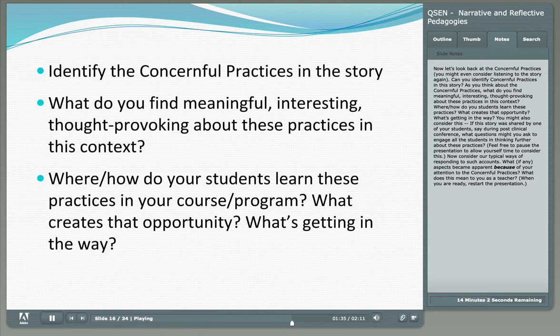Now, of course, as you look at the questions that you've crafted, what becomes apparent is that these might look very different from the kinds of questions you usually ask. The concernful practices draw our attention to different aspects of the accounts we commonly hear. What does this mean to you as a teacher? What, if any, aspects of this account became apparent because you identified them using the concernful practices? Again, feel free to pause the presentation or to review the story again to give it additional thought.